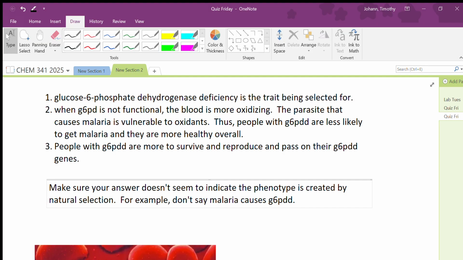It's the same thing as giraffes didn't grow longer necks to reach leaves. Giraffes with longer necks were more likely to reach leaves and be able to survive and have offspring with long necks. If you've heard of that example.